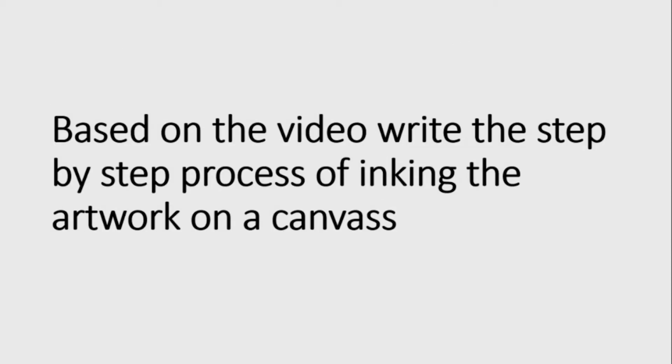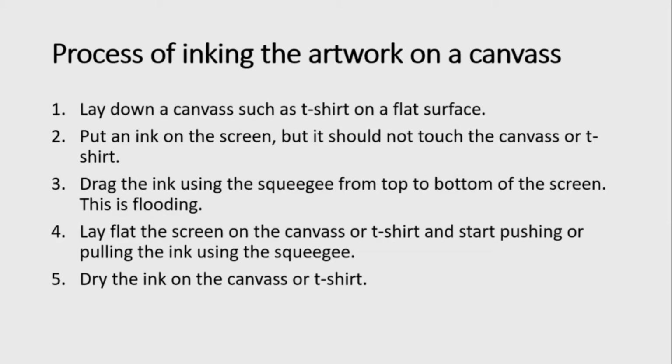Number 3. Based on the video, write the step-by-step process of inking the artwork on a canvas. On inking a canvas. 1. Lay down a canvas such as a t-shirt on a flat surface. You can load the t-shirt on a palette or simply on a smooth, flat surface such as a table. 2. Put an ink on the screen using a spoon or spatula. But the screen should not be touching the canvas or t-shirt.